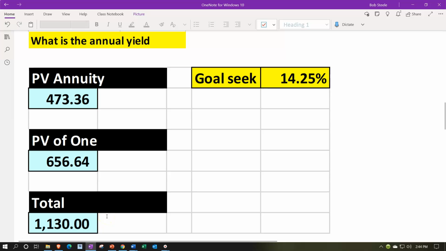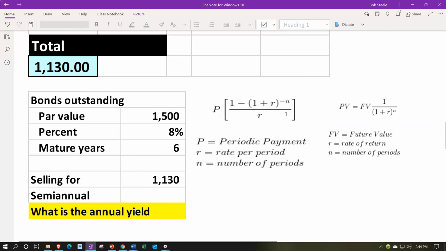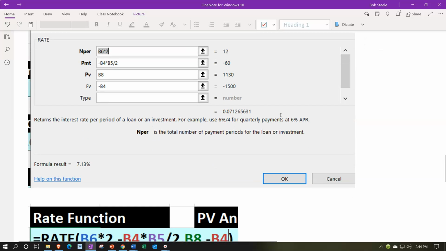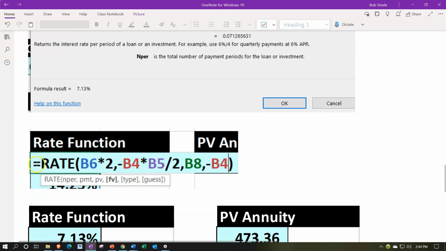That's the more intuitive way to do this, because we're used to this calculation of calculating the price or value of the bond, assuming knowing the market rate. Now, you can also do this with a rate function, and this time we'll actually look at the function here. So if I had the rate function, it looks like this.